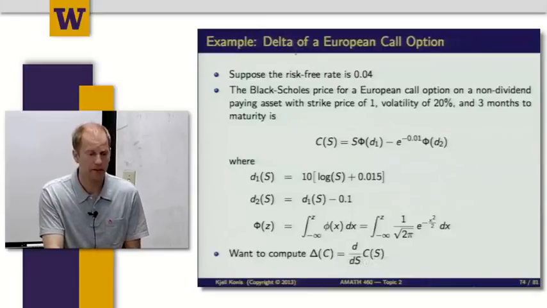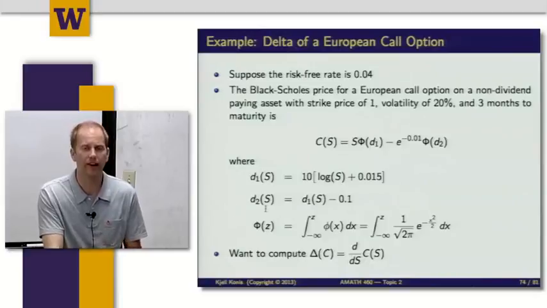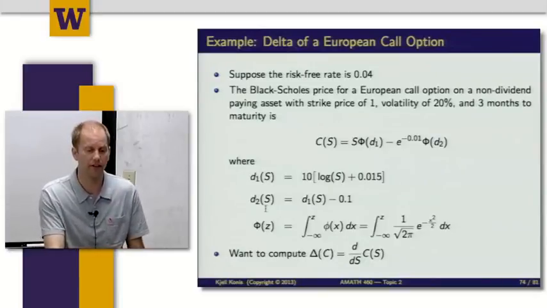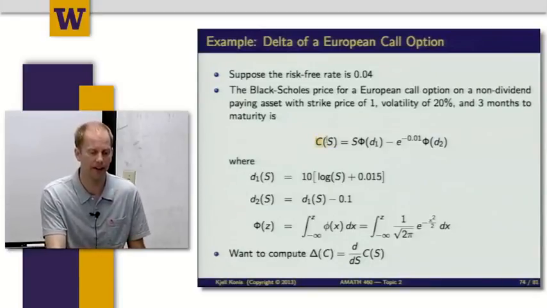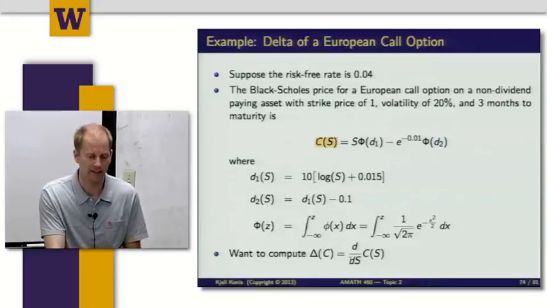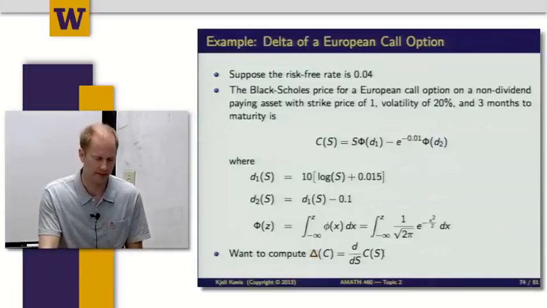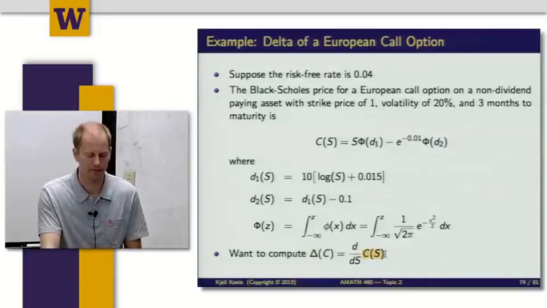And so the delta of a European call option is just the derivative of the price. So the derivative of the pricing formula, in this case C of S, with respect to the asset price S. And it's denoted by this equilateral triangle, a capital Greek letter delta. And so this is the derivative that I'm going to try and compute.